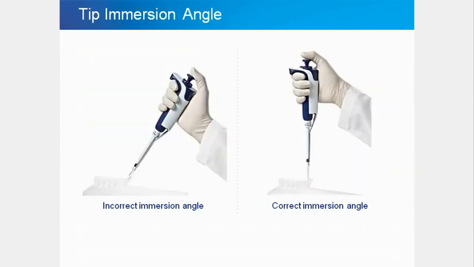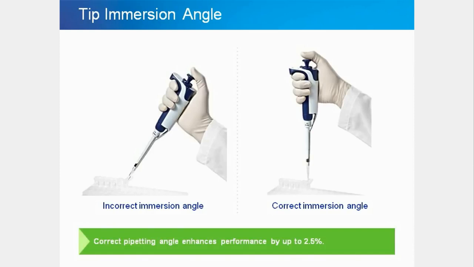This slide illustrates how to correctly aspirate the sample. Using an incorrect immersion angle is one of the most common incorrect pipetting techniques. I'm sure all of us have watched someone hold, or done it ourselves, a pipette at a 45-degree angle when aspirating a liquid sample. In fact, Rainin recommends keeping the immersion angle as close to the vertical position as possible, or at no greater than a 20-degree angle from the vertical.